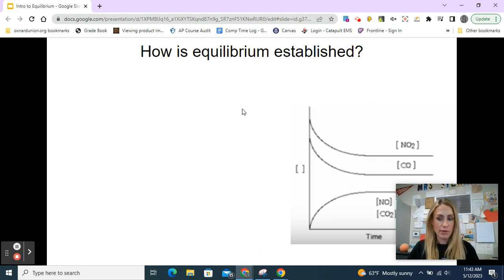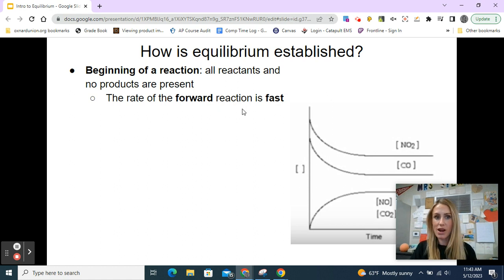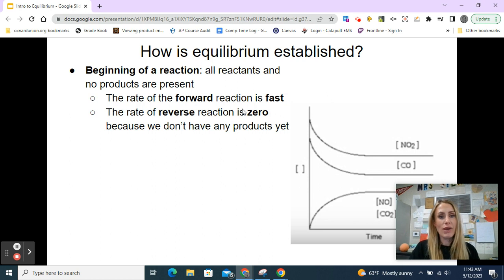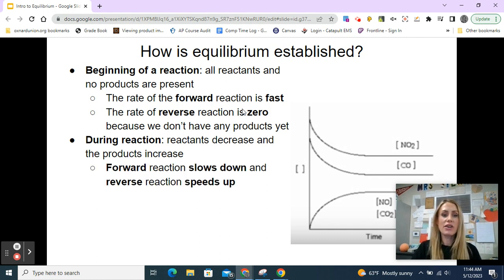So how do we establish equilibrium? Well, what happens here is that at the very beginning of the reaction, we have all reactants and no products present. So this is like our time t equals 0 on our graph. At the beginning of this reaction, the rate of the forward reaction is very fast because, again, we have all reactants, no products. We want to form those products. The rate of the reverse reaction at the beginning is 0 because I don't have any products to react together yet. As the reaction proceeds, the reactants are going to decrease and the products are increasing. Here, the rate of the forward reaction is going to be slowing down and the rate of the reverse reaction is going to be speeding up.